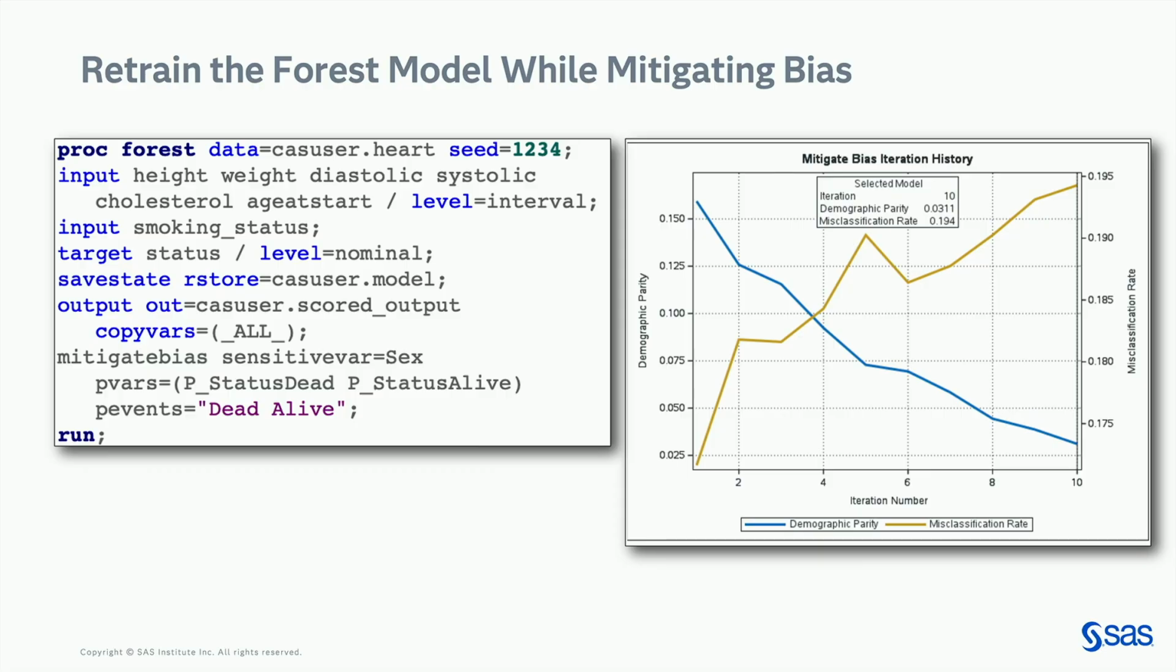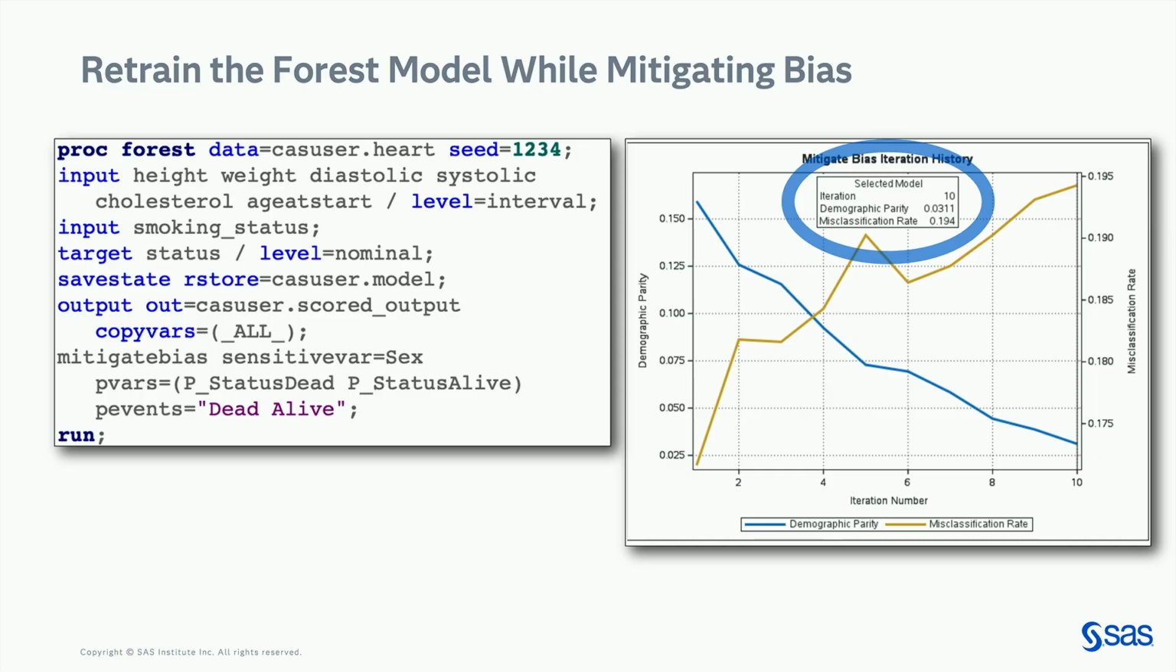So it's an iterative process. It trains a forest model, calculates the bias, updates the weights, trains a forest model, calculates the bias, updates the weights. And we can see in the blue line here, from left to right at the top left, starts about 0.16 is our demographic parity. It goes down to about 311. That's highlighted here in the legend. We also see in this case the misclassification rate started off pretty low, but kind of shot up to 0.19.